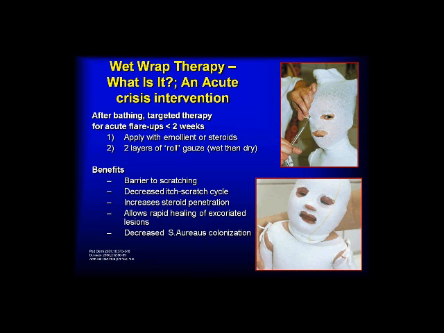apply on the skin your emollients or topical corticosteroids, and then a first layer of wet gauze, and then a second layer over that. The benefit is that it is a barrier to scratching. It decreases the itch-scratch cycle. It increases steroid penetration because now it's under occlusion. It allows rapid healing of the excoriated skin, and it decreases the Staph aureus colonization.